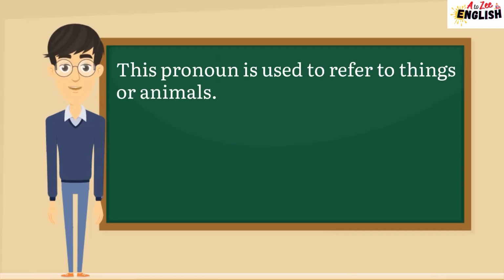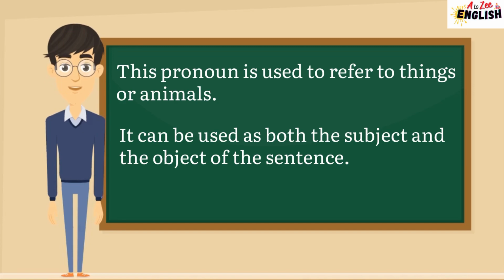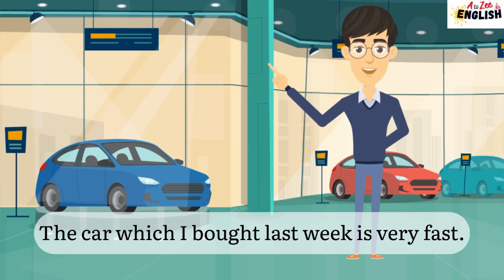Which is used to refer to things or animals. It can be used as both the subject and the object of the sentence. For example, the car which I bought last week is very fast. In this sentence, which is the subject and it refers to the car that was mentioned earlier.